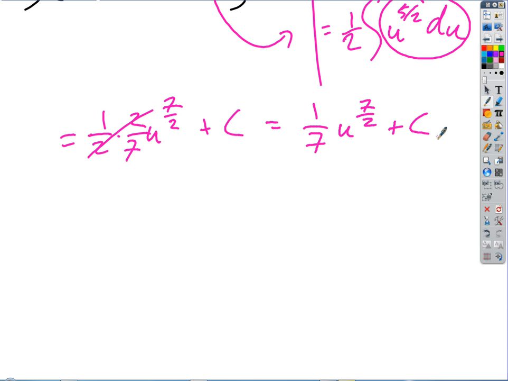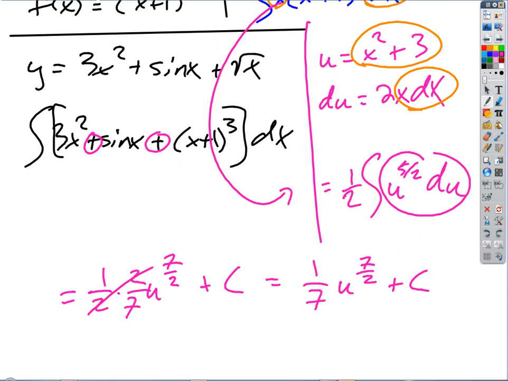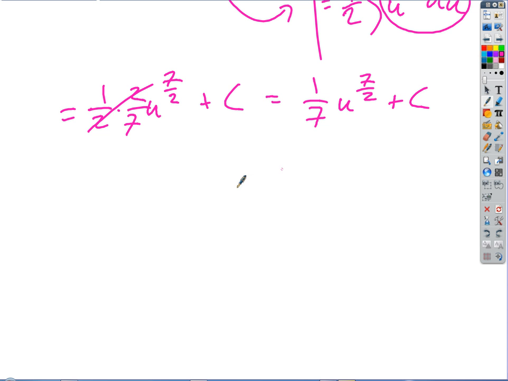Last step then would just be, okay, we'll just reverse that substitution and substitute back, or go back to x's. So the u's are x squareds plus 3's. So this just looks like 1/7 times the quantity x squared plus 3 to the 7/2 plus c, right? Okay, good. And you guys will continue to get some practice with that stuff, and it's working great.